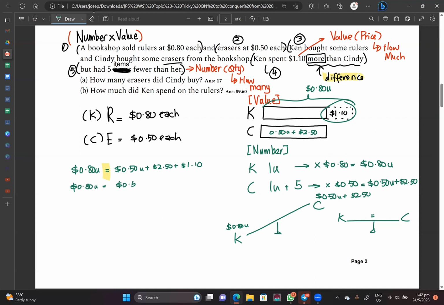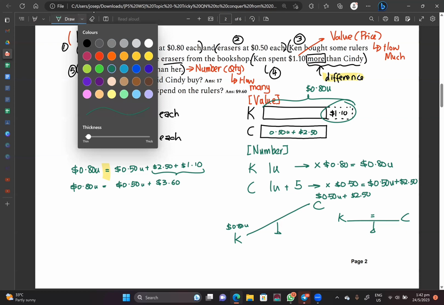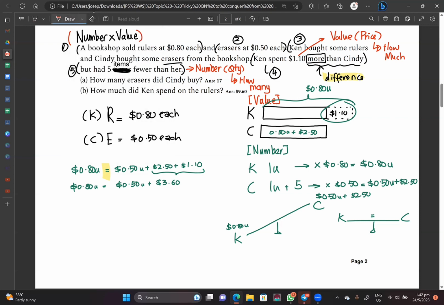First thing first, of course, solve this part here. We can see that this is $3.60. Now same family sit together. What do I mean? Units and units, numbers and numbers. So this will go over to this side. When this comes over, I have to minus, isn't it? Whenever you cross the math border, this is the math border, you have to change the sign. So over here you get 80 cents units minus 50 cents units is equals to $3.60. And over here, you'll get 30 cents units is equals to $3.60.